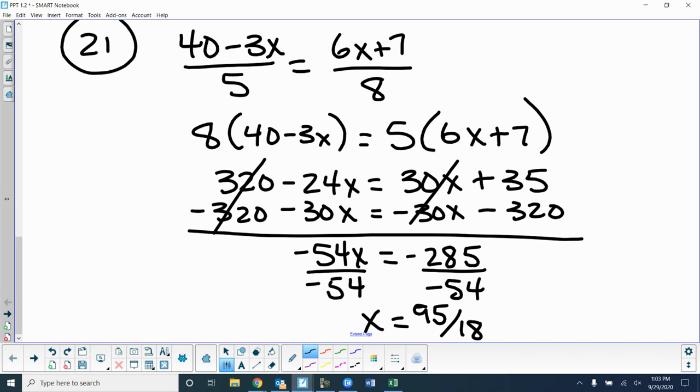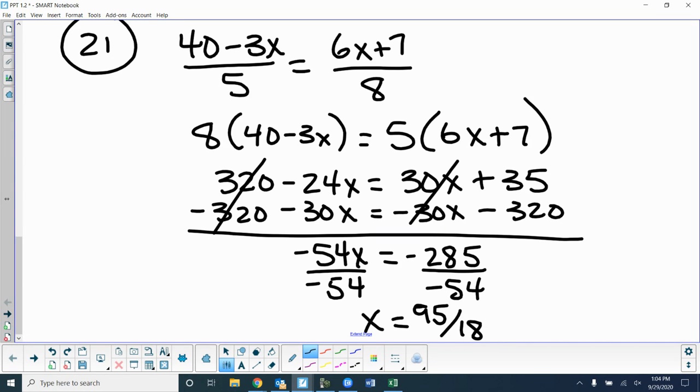Can you rephrase that again, please? What part? At the end? Why did you write that twice, as you distributed it? Oh, yeah, what I did here. I did 2 steps. I took the 30x over to get the x's together. And then I took the 320 over here to get it with 35. So I just did 2 steps at one time instead of one at a time.